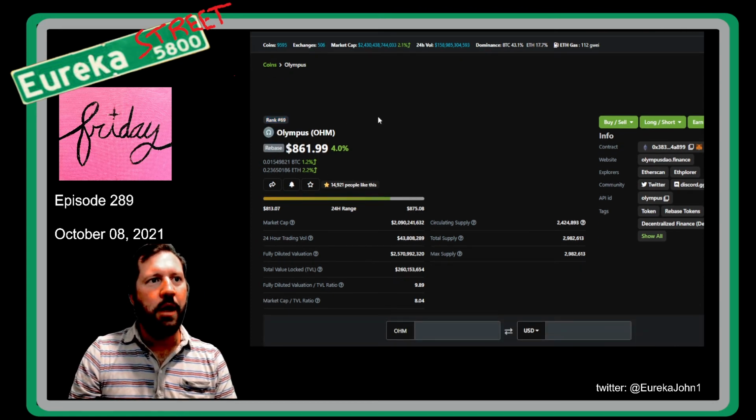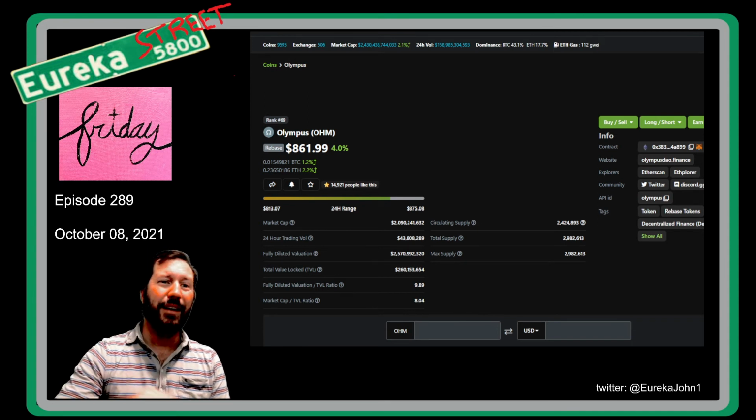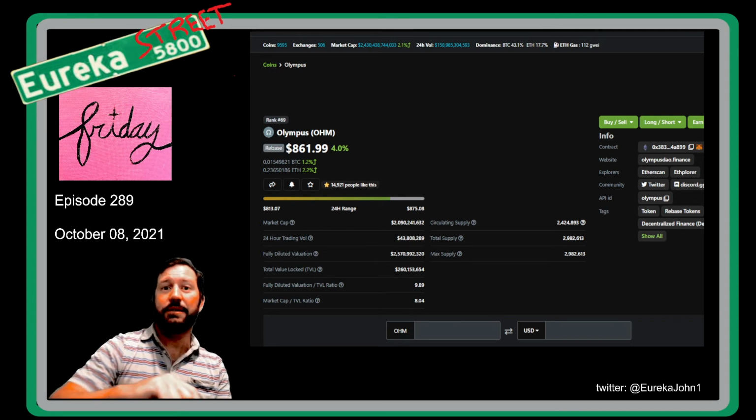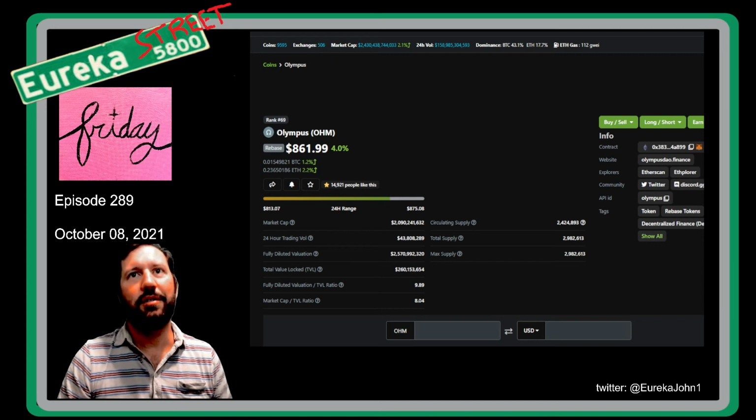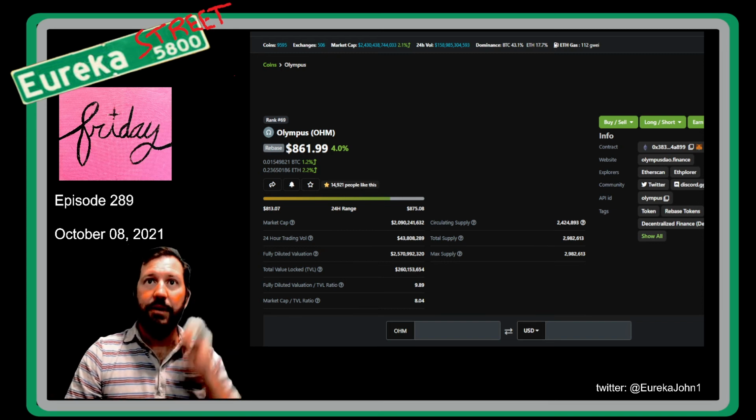1 OHM is worth $861.99. And you're like, wait a second, that's not $1. It's not pegged to $1. Well, it's not pegged to the dollar, first of all. But it's pegged to DAI, which is pegged to $1. So let's see. It's supposed to be. All right, so let's go into here.